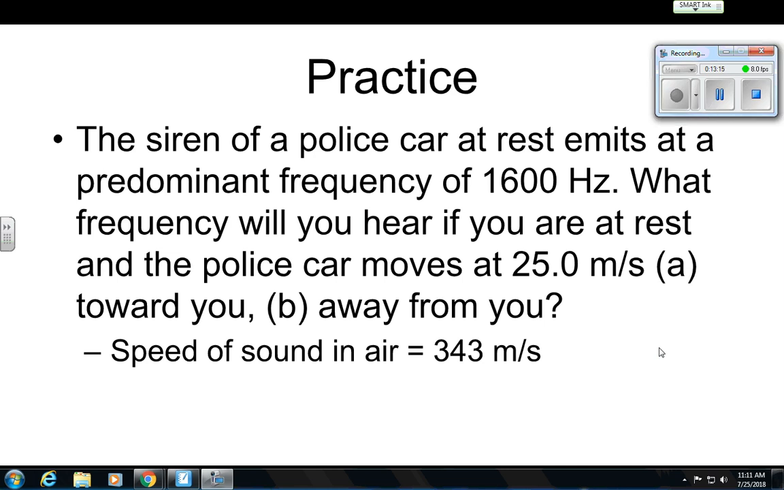Okay, so here's a pretty basic practice problem. This is not an IB practice problem. This is just practicing using the equations. So go ahead and hit pause. Try this out. It's asking you to find the frequency, the observed frequency, as the car is moving towards you, and then again as the car is moving away from you. You can use the speed of sound in air as 343 meters per second. Hit pause. Solve this, see what you get.